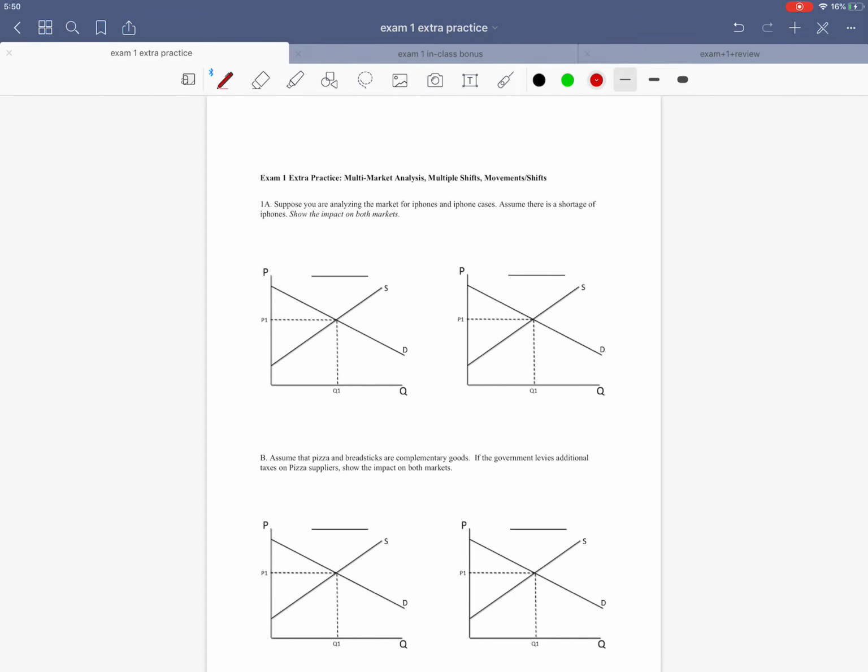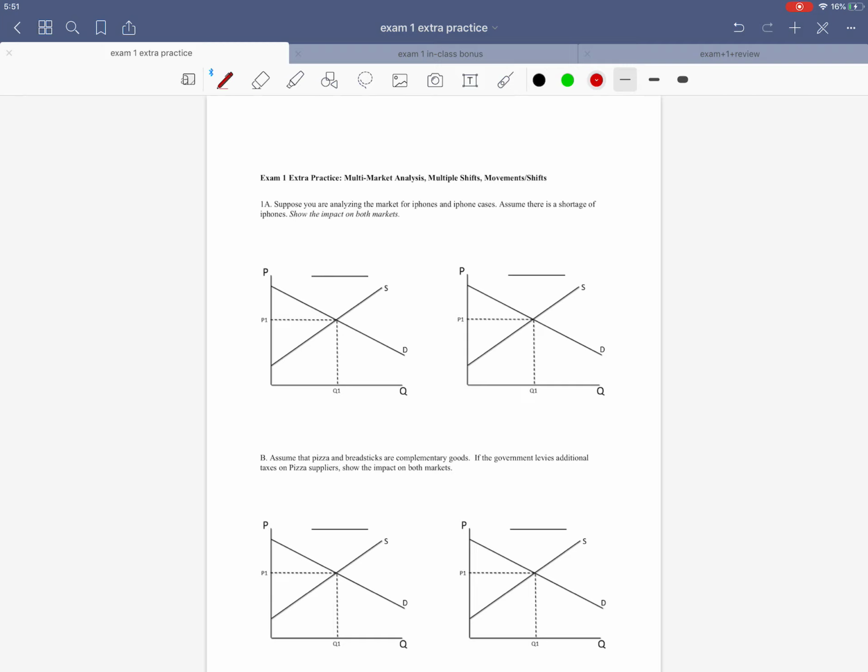So I'm going to go over some of the review problems that I posted in the exam one material folder to help you prepare a little bit better for exam number one. This is the first document, I believe it's entitled exam one review problems. So let's go through it. This one is going to be looking at multi-market analysis. We'll have some multiple shifts and also some movements and shifts.